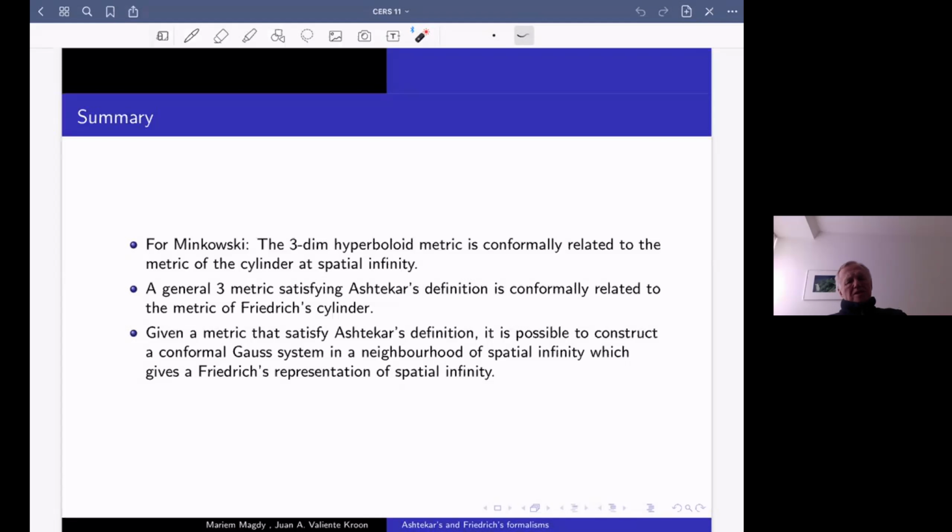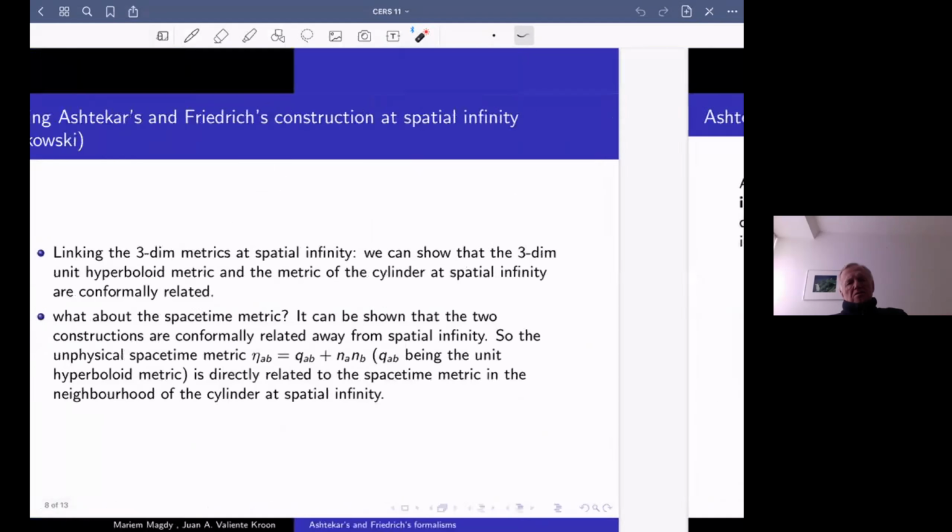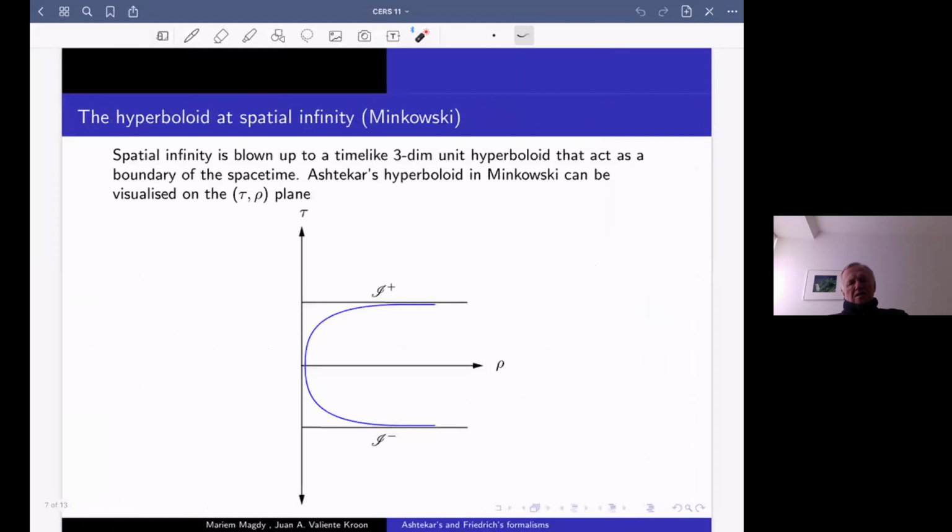I'm surprised. I mean, I always thought these Ashtekar hypersurfaces, coming back to the first picture you showed us, become tangent to Scri at the end. Yeah. So I mean, you have conformal geodesics on these hypersurfaces?